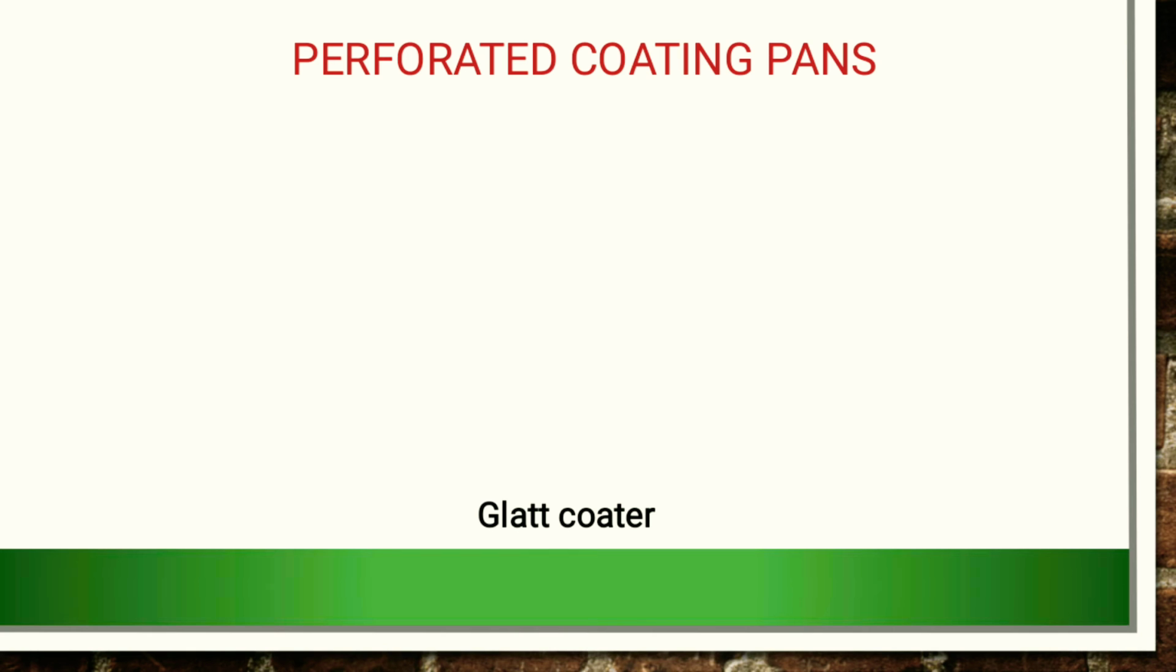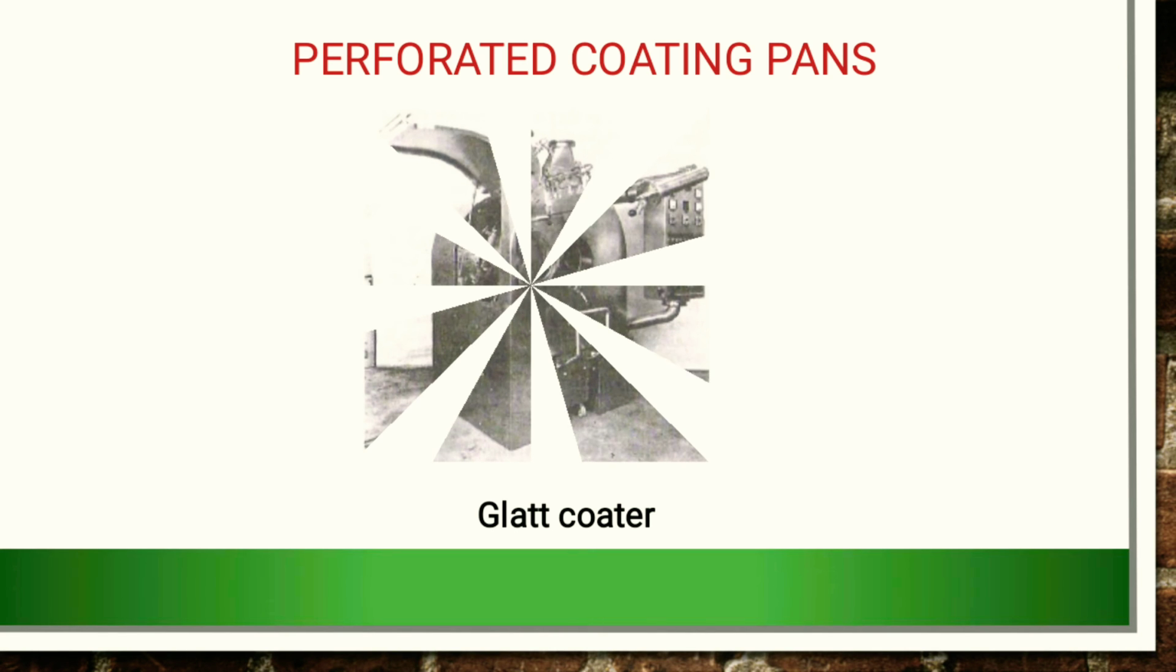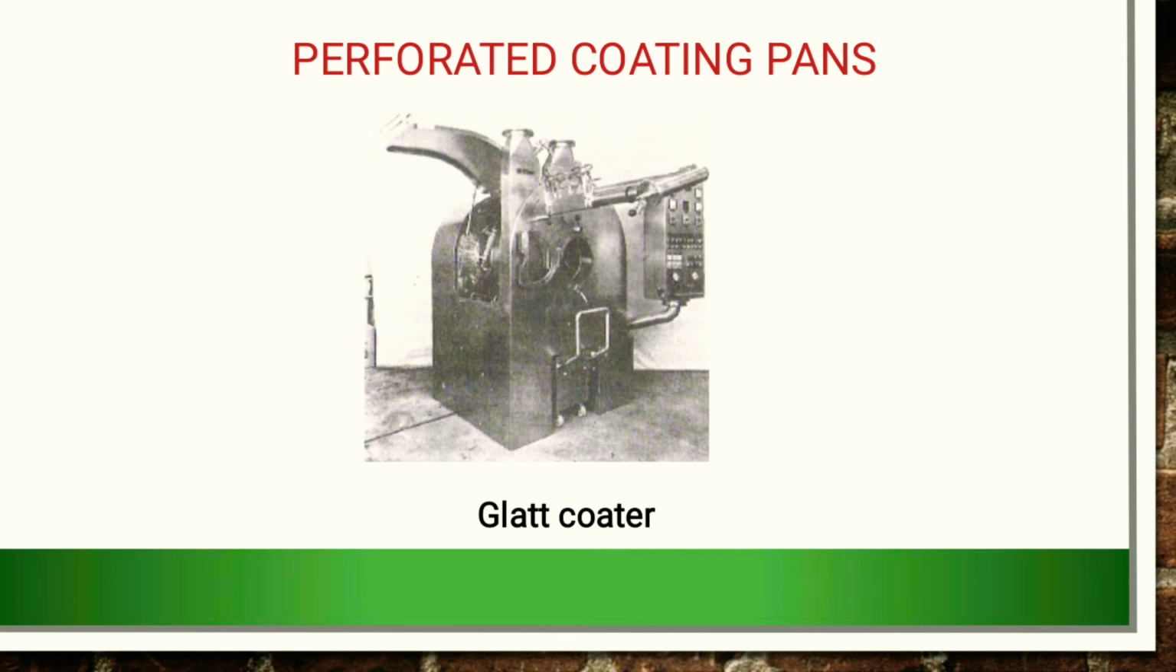Glatt coater, also known as Glatt pan coating equipment. Here you can see this equipment. This is similar to that of Accela Cota. Then a divided air plenum, as we call it, located beneath the moving tablet bed, enables air to be blown into or exhausted from the pan through either or both of the two sections.